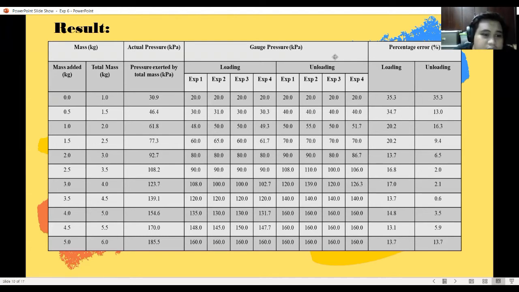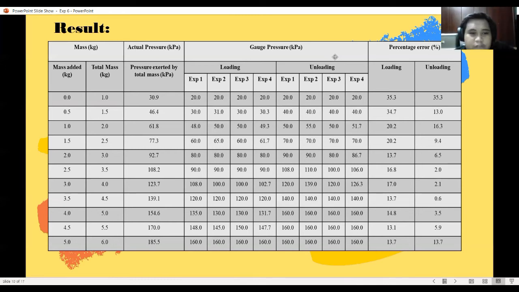Next, another one kilo mass added. Oh, I think it is 0.5 more. So the total mass for the mass added, the dead weight added is 1 kilo. So the total mass is 2 kilo. So the pressure exerted by total mass is 61.8 kilopascal. The percentage of error for loading is 20.2 and the unloading one is 9.4%.